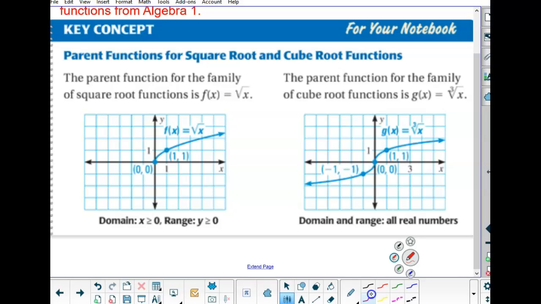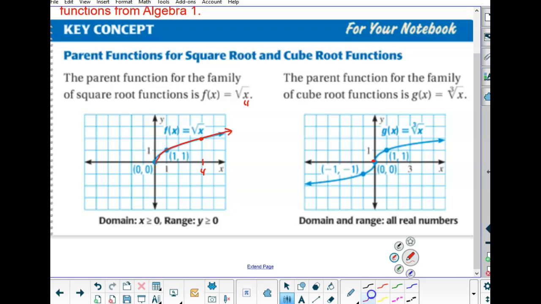Well, what about the rest of these points? What if I go over to a next friendly number, like 4? 1, 2, 3, 4. Well, the square root of 4 is 2, and here's my parent function for the square root. Now, cube roots work the same way. The only difference is that they don't increase as fast.